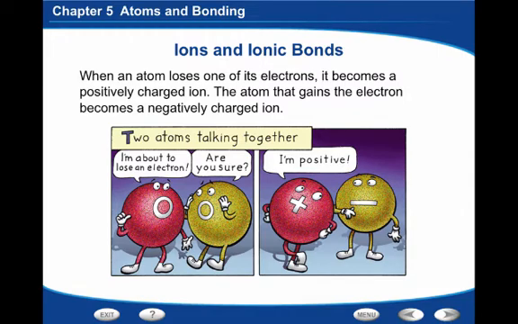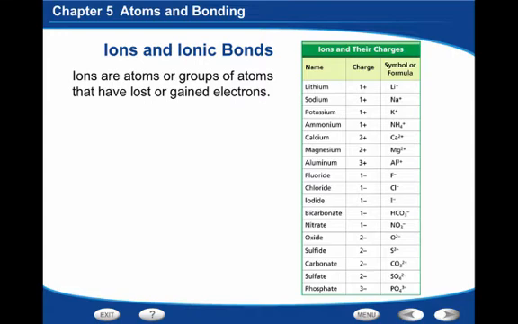And when an atom loses one of its electrons, it becomes a positively charged ion. And when it gains one, it becomes a negatively charged ion. It becomes a positively charged ion because now it has one more proton than it does electrons. And it becomes a negatively charged ion because it has one more electron than it does protons. So an ion is when it has a charge. It has either more electrons than protons, or more protons than electrons. And ions are atoms, or groups of atoms, that have gained or lost electrons.